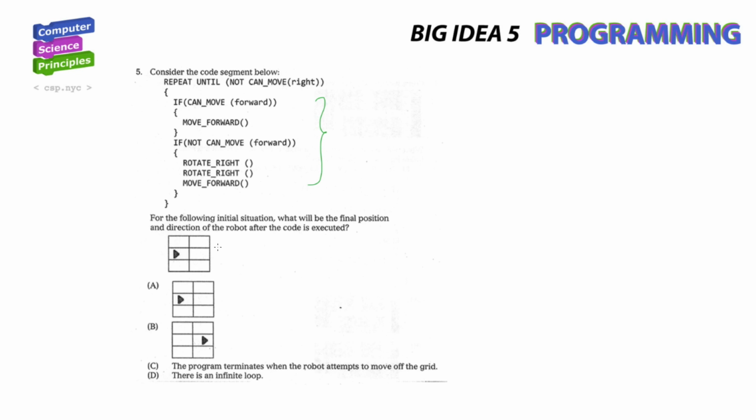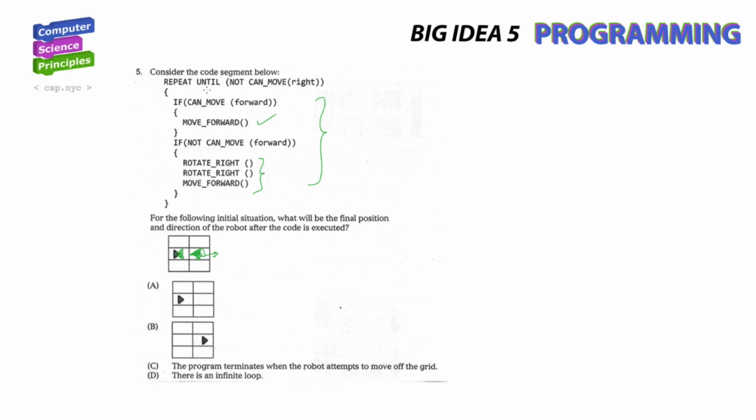So if can move forward, so it comes right here. And then if cannot move forward, which it can't because it's going to fall off the page, so it can't move forward, so now it's going to execute this. So rotate right, so then it's facing up. Rotate right again, so now it's facing to the left. It's facing to the left, it's pointing towards itself. And then move forward, so now it's going to be in this cell right here.